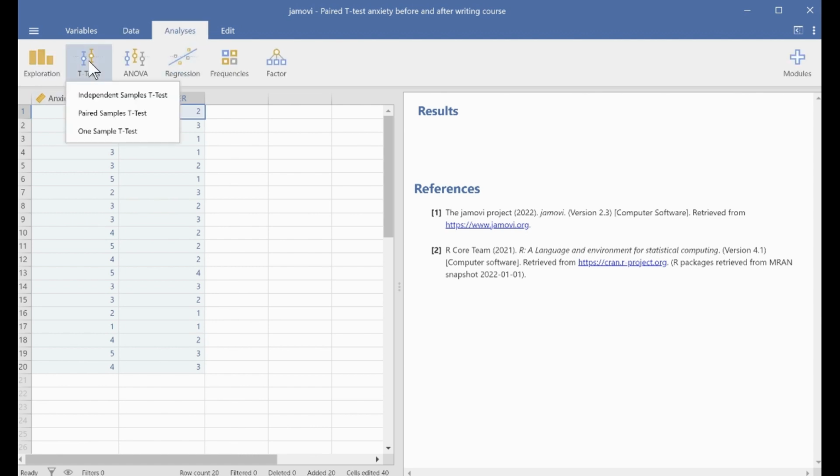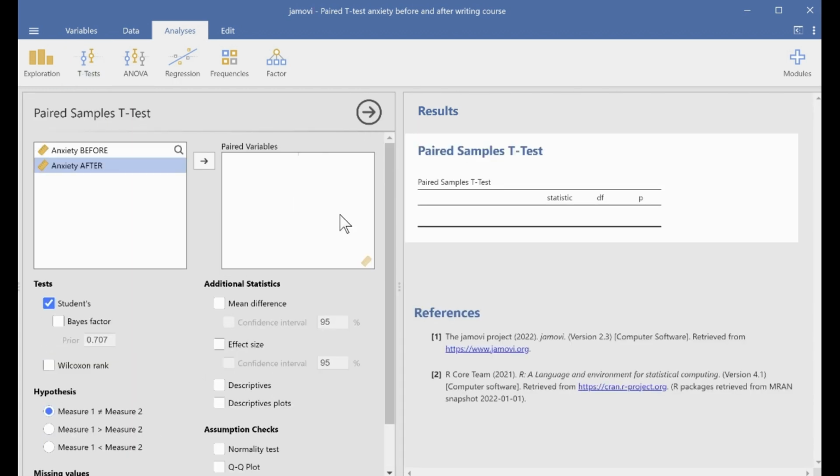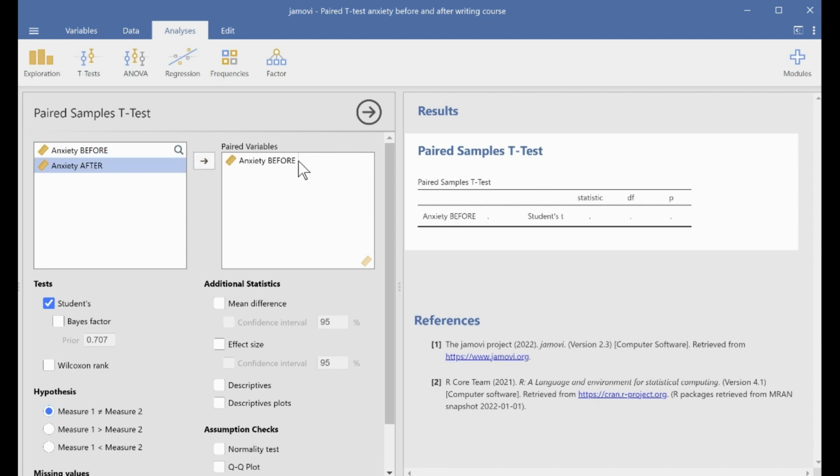We go to t-test and we go to paired t-test. This opens up this dialog box. The first thing we do is enter our variables. We have a before variable. Let me put that in, and you'll notice this line appears over here. I press for the after variable. And this is my pair, anxiety before and anxiety after.